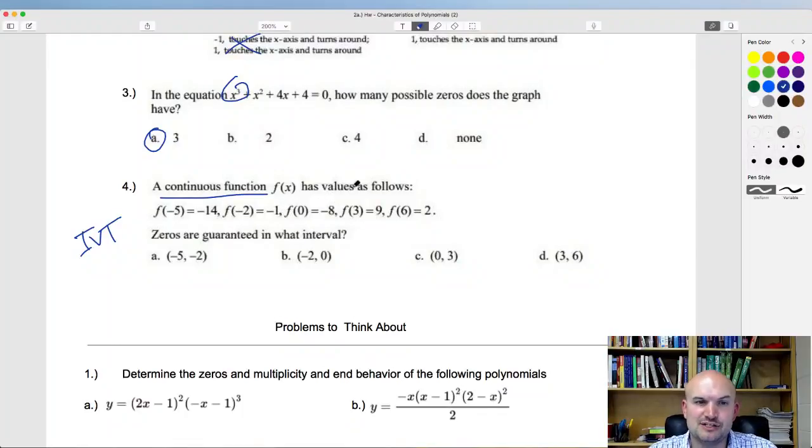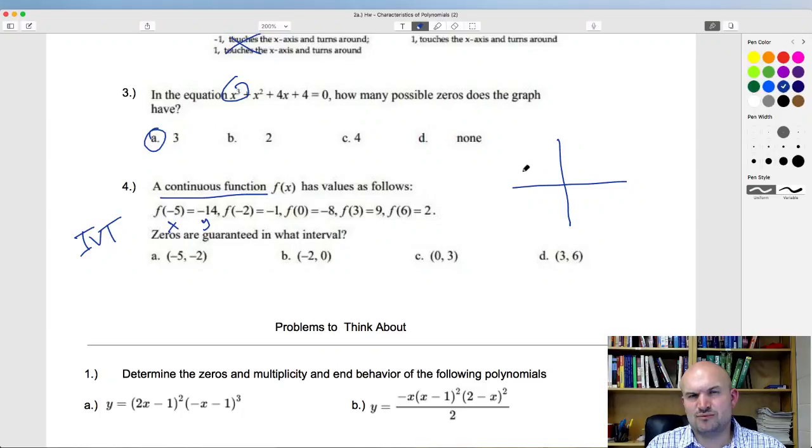So what we need to do is understand where the zeros are guaranteed, because the intermediate value theorem is an existence theorem. It's basically saying that the zero is going to exist, but it doesn't tell us exactly where. So the best thing I would do for this would just be to sketch the points that we have. This is your x value, and there's your y value. So I'm just going to do a rough sketch here.